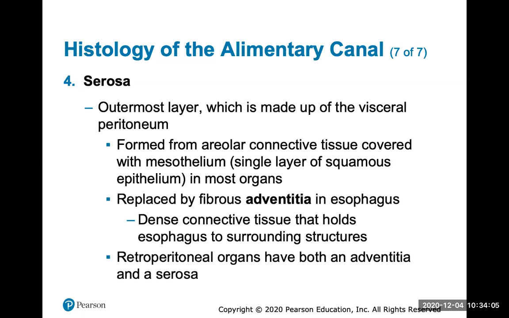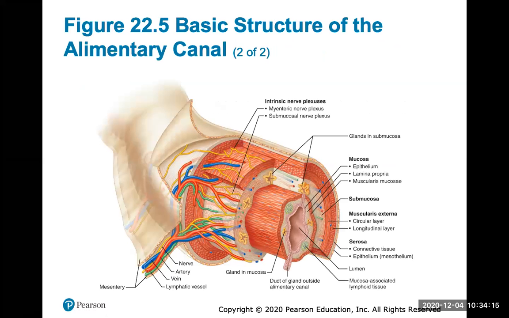The serosa is then the outermost layer, and that's really all you need to know. It's a little different as it travels throughout the GI tract, but this is the serosa. So again, this is the basic structure in these four tunics or layers of the alimentary canal.